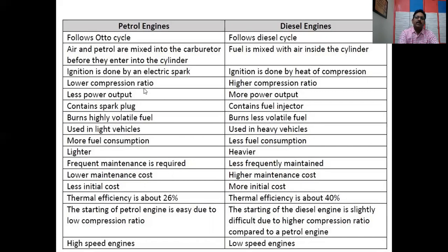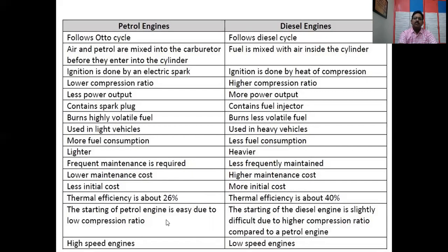Petrol engines are used in light vehicles, and diesel engines are used in heavy vehicles. Petrol has more fuel consumption, and diesel has less fuel consumption. Petrol engines are lighter and diesel engines are heavier. Petrol engines require frequent maintenance, diesel less frequent. But maintenance cost, if you see, petrol engines have a low maintenance cost as well as less initial cost, whereas diesel engines have a higher maintenance cost and higher initial cost. And the thermal efficiency of the petrol engine is about 26%, whereas the thermal efficiency of the diesel engine is 40%.